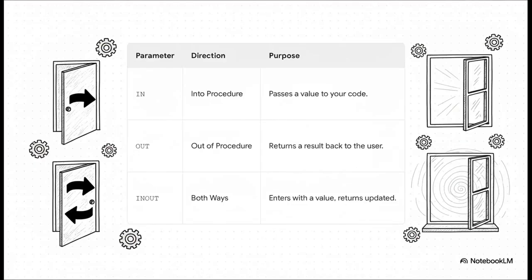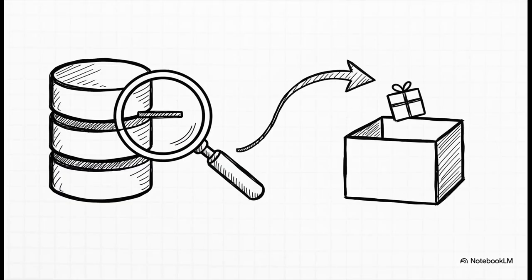So, parameters are basically the doors and windows for your program. IN lets you pass a value into it, like an employee ID you want to look up. OUT is how the program hands a result back to you, like the employee's name. And then there's INOUT. This one is clever. It's kind of like a secret weapon. You send a value in, the procedure does something to it, and it sends the updated value back. Super efficient.